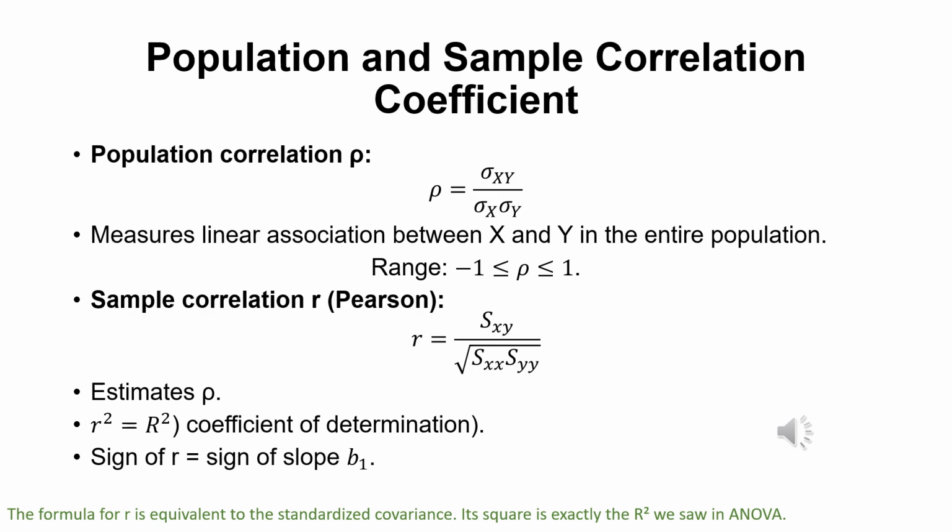This is a beautiful connection. The strength of the linear association directly tells you how much of the variation in y is explained by x. For example, if r equals 0.9, then 81% of the variation is explained.